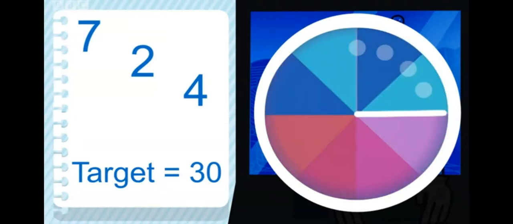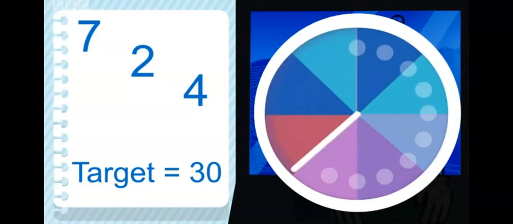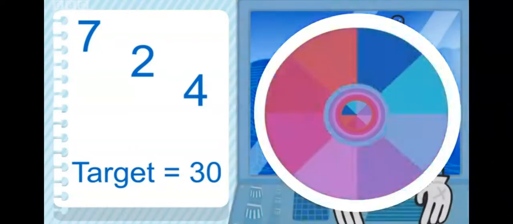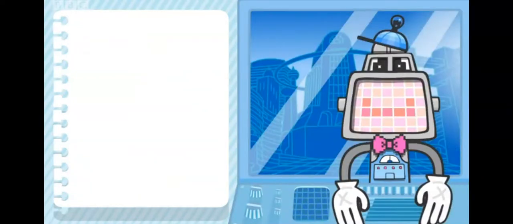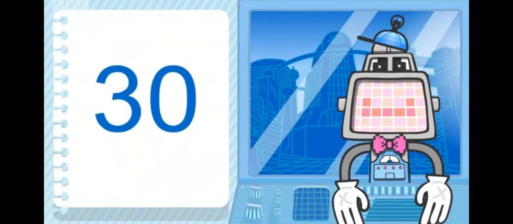Ten seconds to go. Time's up. Jot down your answer quickly now if you haven't already done so. Then Matrix can tell us the answer. 7 multiplied by 4 equals 28. 28 plus 2 equals 30. There we are. Easy when you know how.